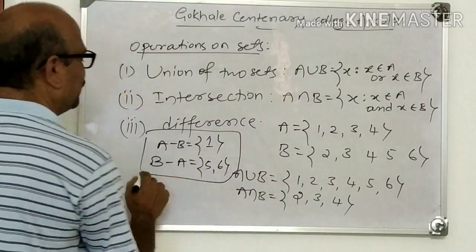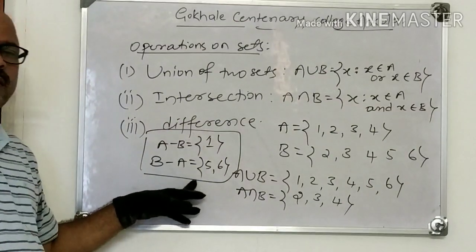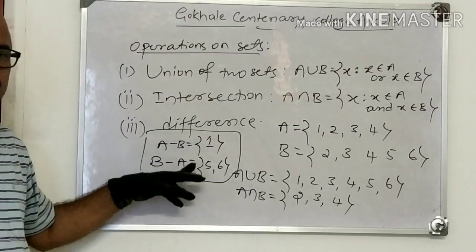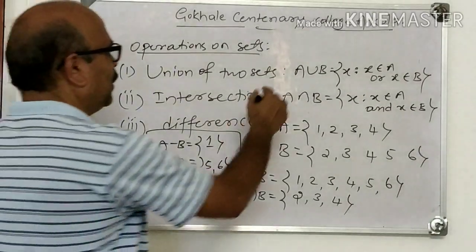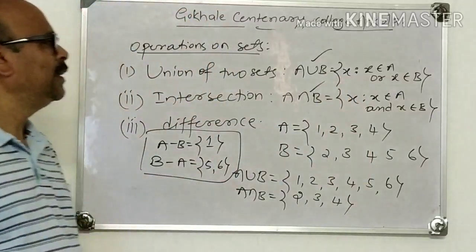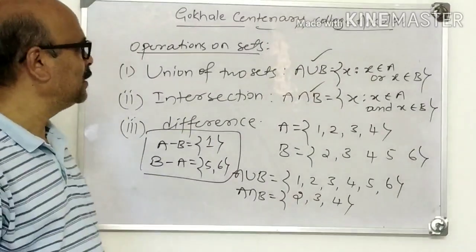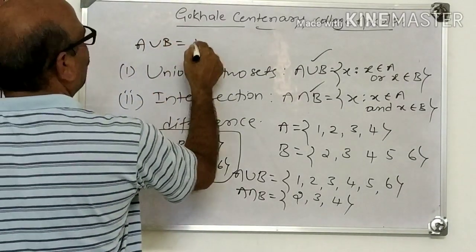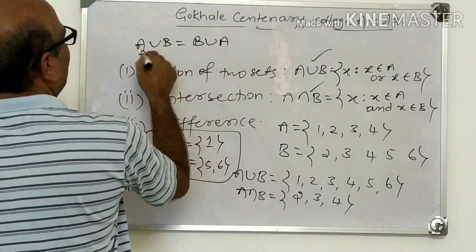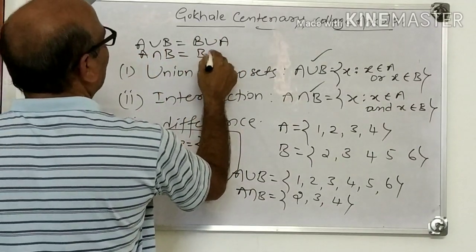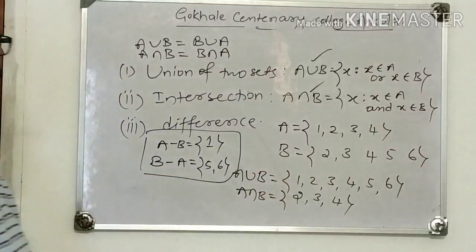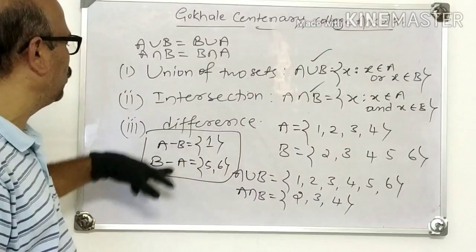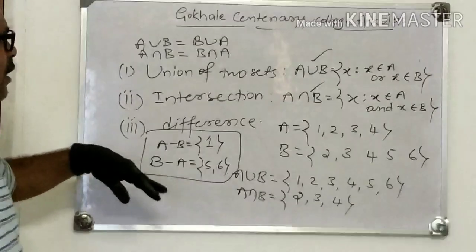Now from this A minus B and B minus A, what do you observe? A minus B is not equal to B minus A. But here, union and intersection, they are commutative. Commutative means A union B is equal to B union A, and A intersection B is equal to B intersection A. Their union and intersection are commutative, but A minus B is not equal to B minus A.